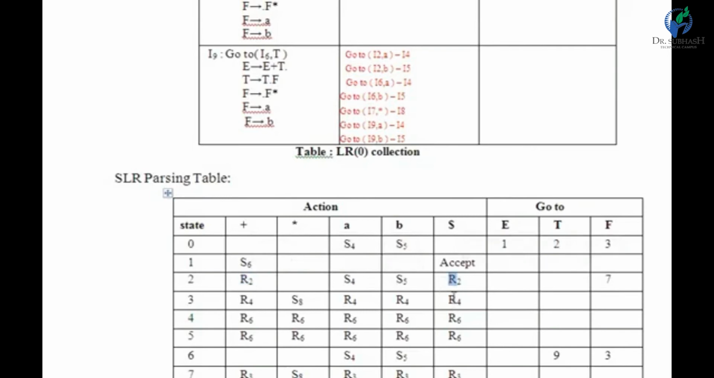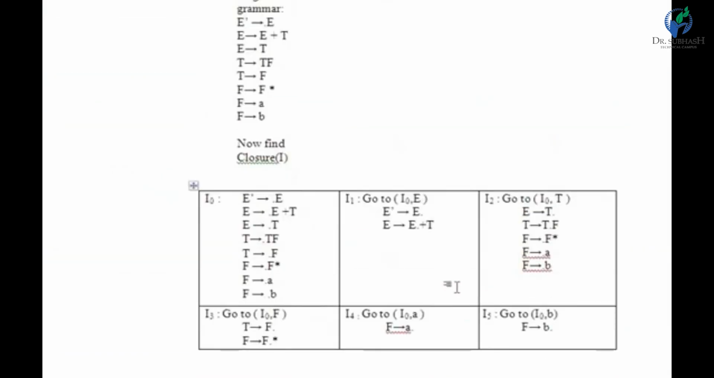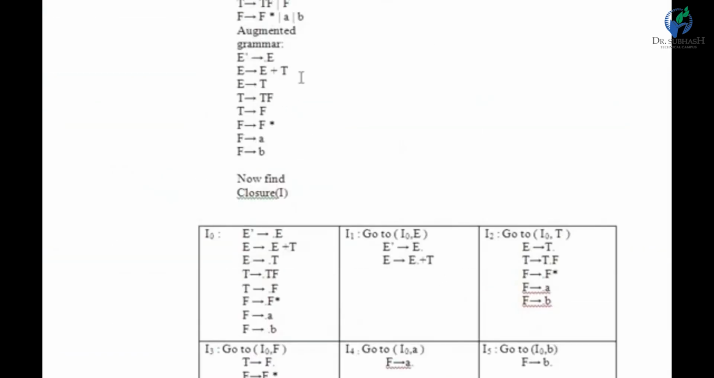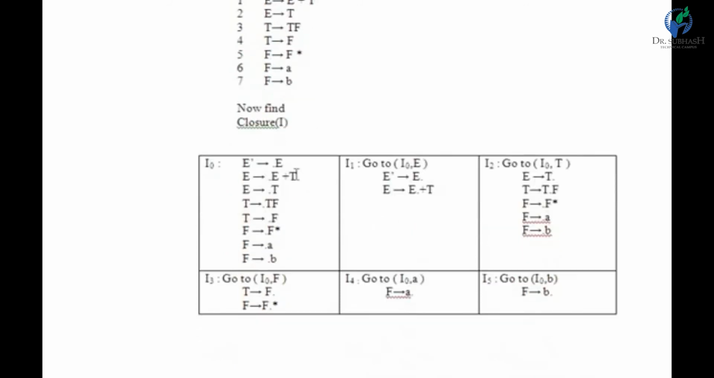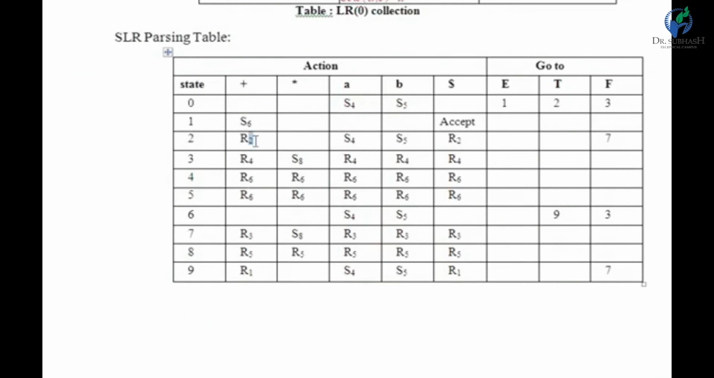Then which number do you have to give? For that you have to check the augmented grammar and number it like 0, 1, 2, 3, 4, 5, 6 and 7. So your E gives T production is at the second position. So give R2. For a reduce entry, you have to check the complete production.